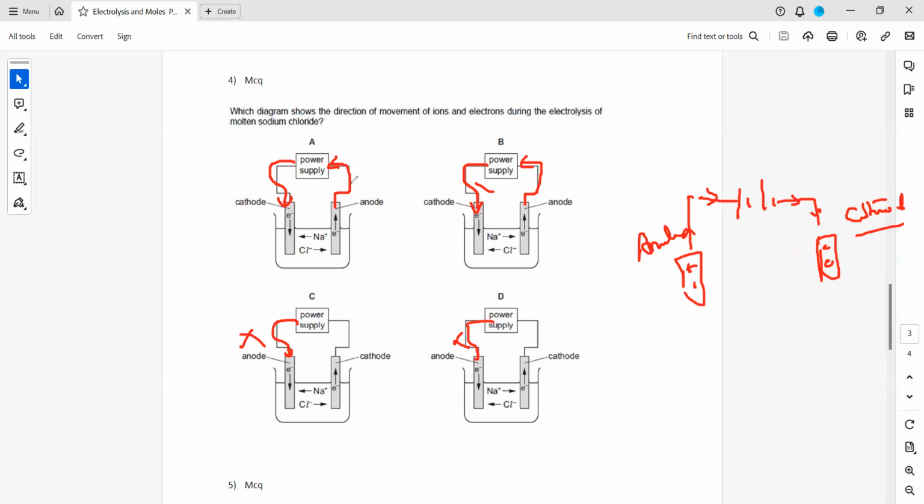Then when you talk about the ions, what will happen? The sodium ions are positive ions, so positive ions are attracted towards the cathode, the negative plate. The anode is positive, so it will attract the negative ion. So chloride ions will move towards the anode and sodium ions move towards the cathode, and the electrons flow from the battery or supply towards the cathode, and out from the anode. So option A will be the right answer.